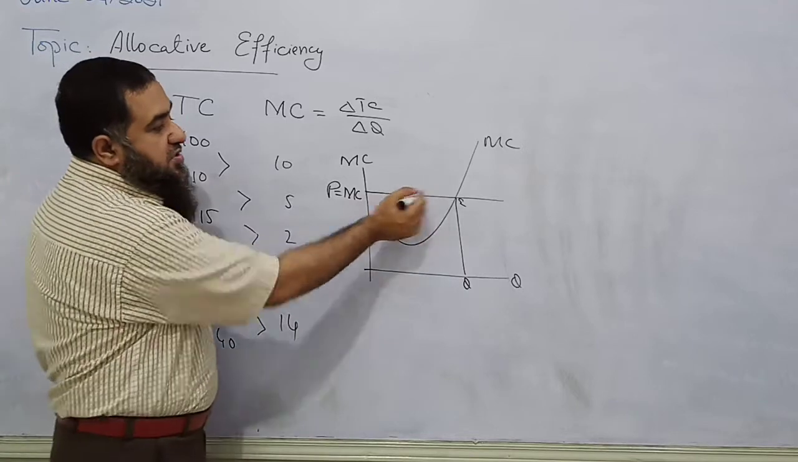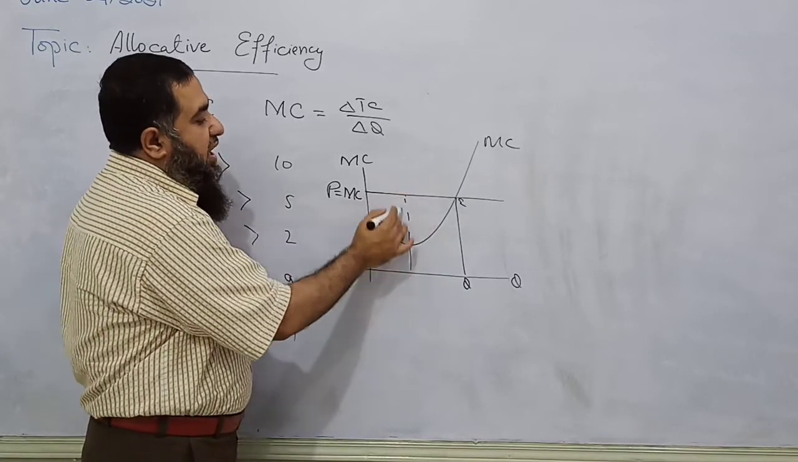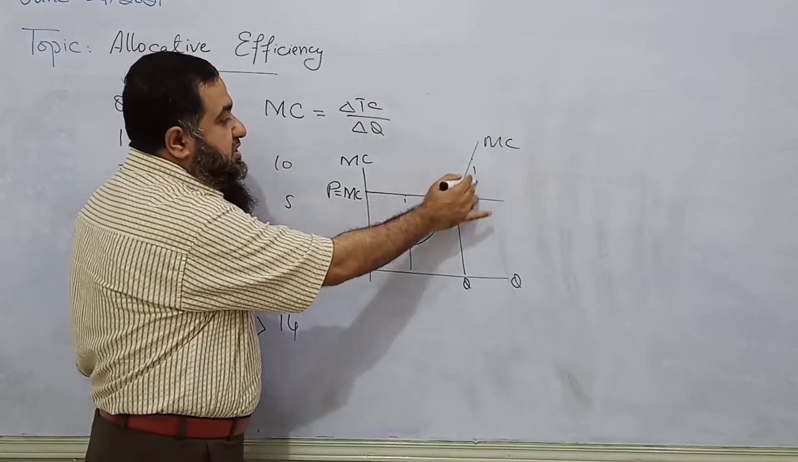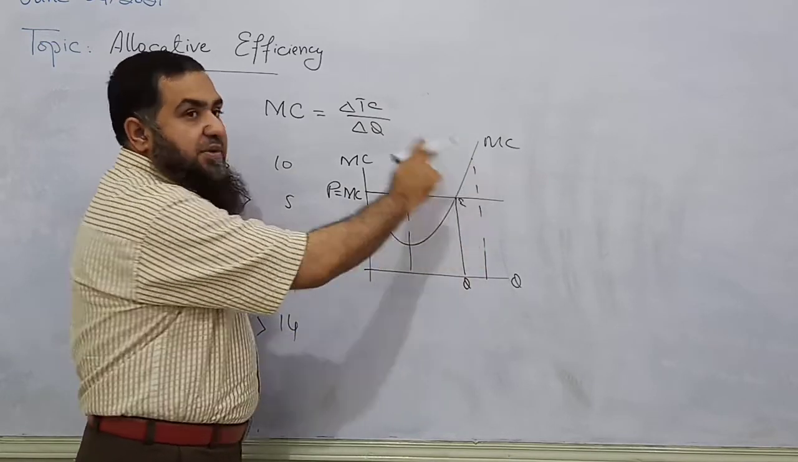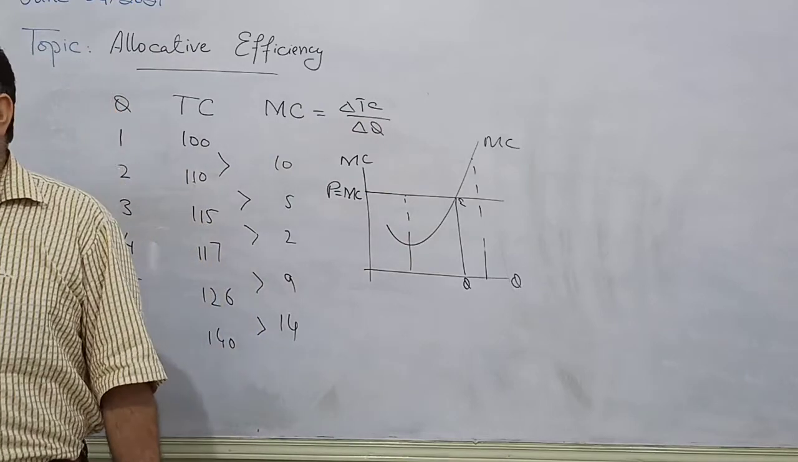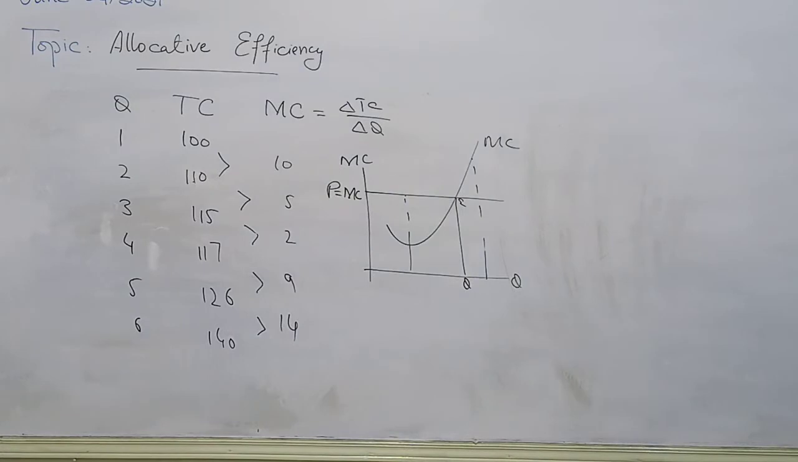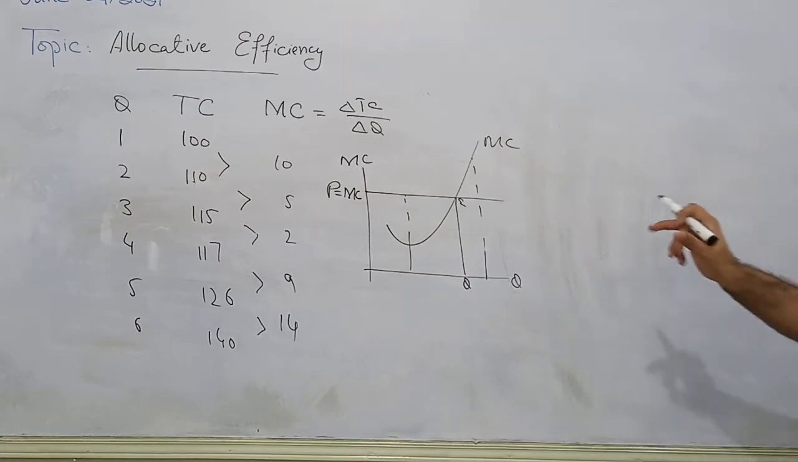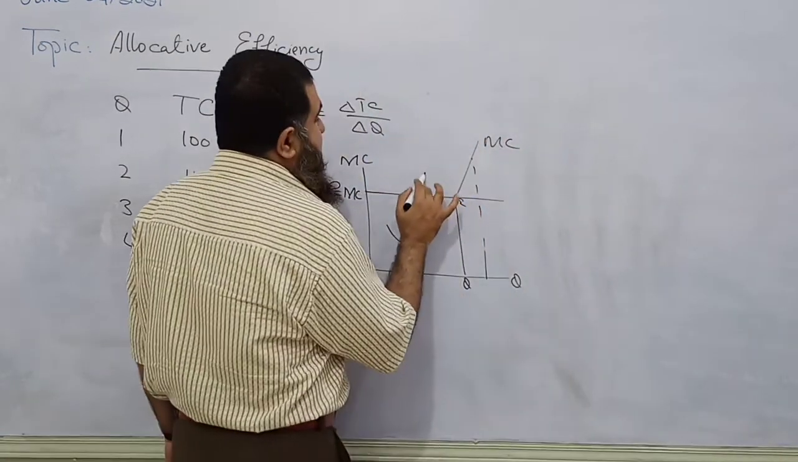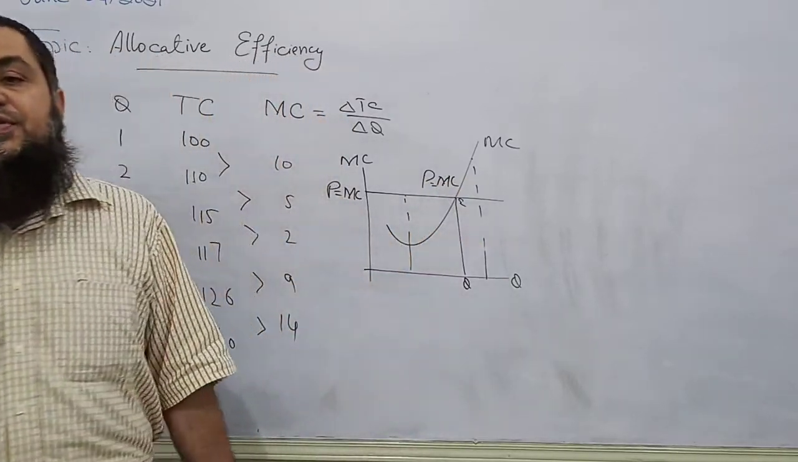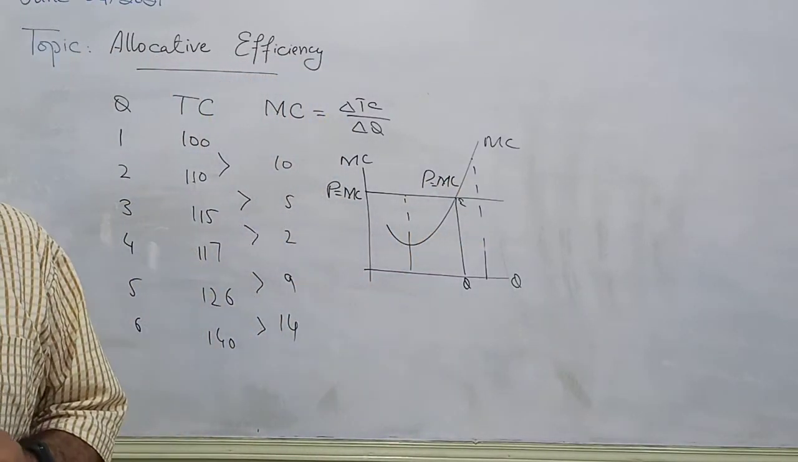So before this point, we see price is higher than marginal cost. Clear? And after this point, marginal cost will be higher than the price. So allocative efficiency of the firm will be the point where price equals the marginal cost of production of the last unit produced. When this condition is fulfilled, the firm will achieve allocative efficiency in its production of the goods.